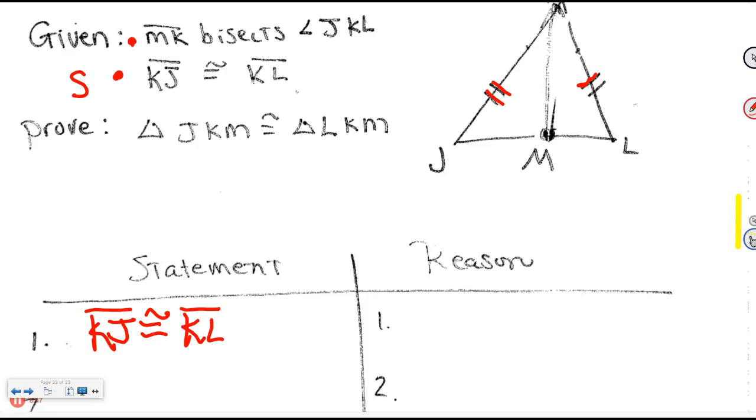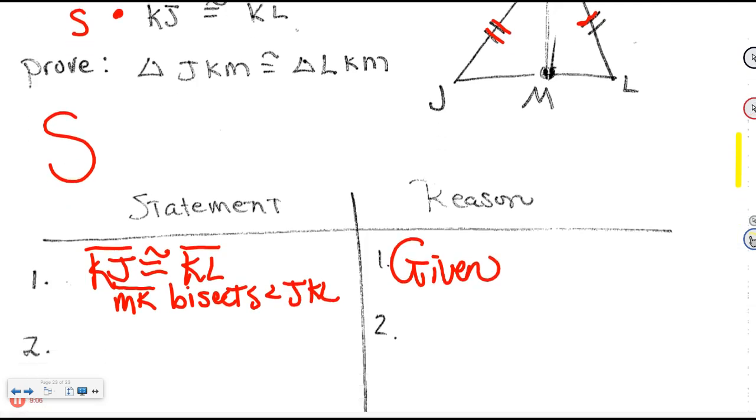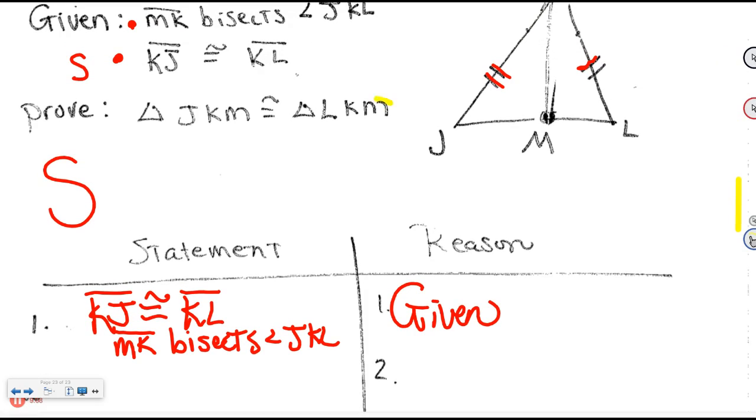Unfortunately, all they've given me right now is one big S. But let's go in order here. I also have to restate all of the given. So MK bisects angle JKL. Why can I write that? Because it was free information. That's how I start, and then I go look and see what I'm trying to prove.